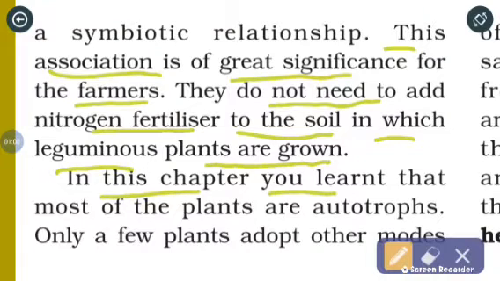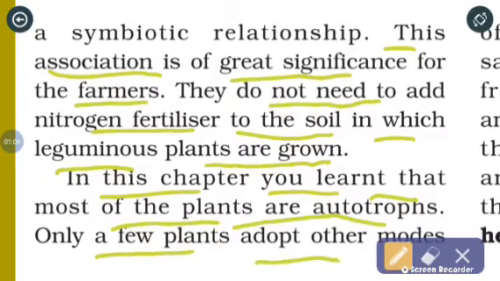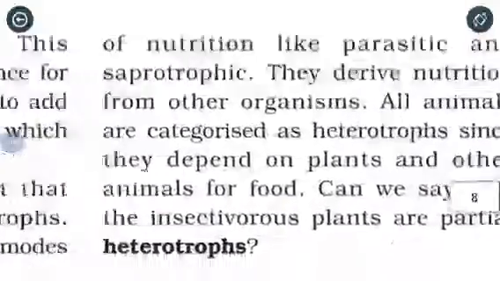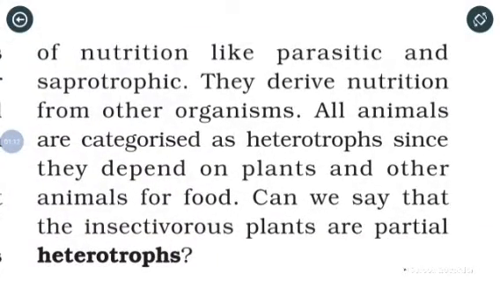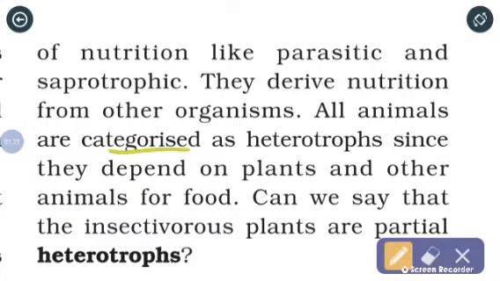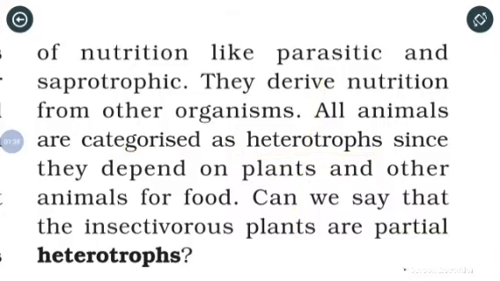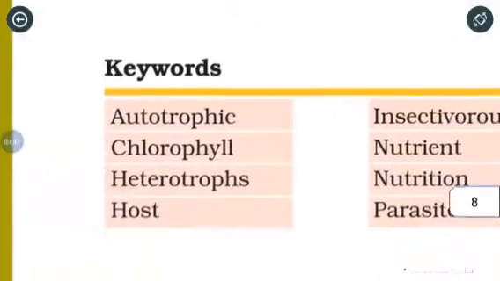In this chapter, you have learnt that most plants are autotrophs. Only a few plants adopt other modes of nutrition, like parasites and saprotrophs. They derive nutrients from other organisms. All animals are categorized as heterotrophs since they depend on plants and other animals for food. Can we say that insectivorous plants are partial heterotrophs? Yes, we can say. So that's it for now.